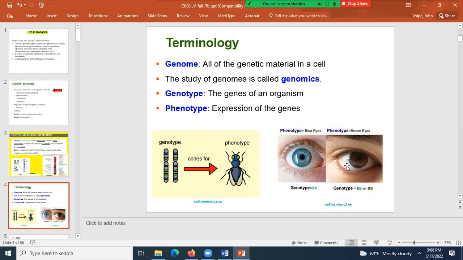And when I say brown, I mean brownish. When I say blue, I mean bluish. There are different shades of bluish and brownish. But when we're talking about simple genetics, bluish eyes are genotype lowercase b, lowercase b, and then brownish eyes are capital B, lowercase b, or two capital B's. Any question about any of that?